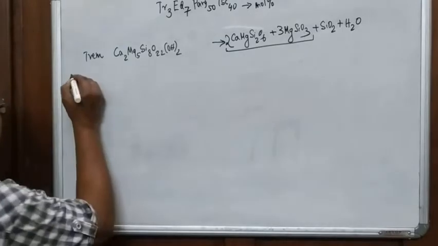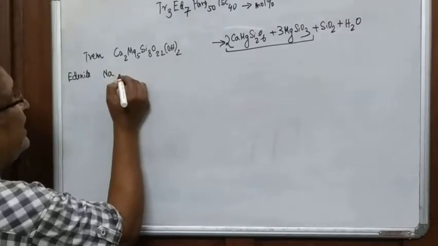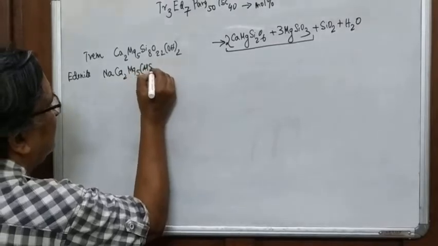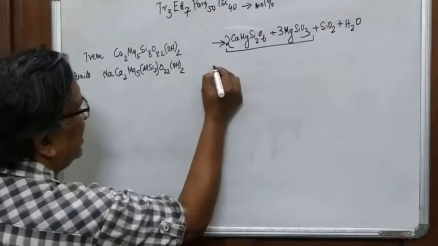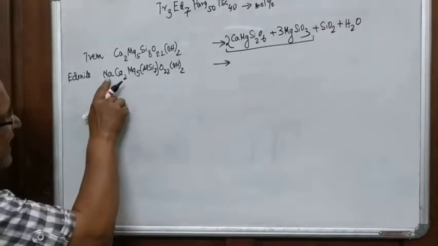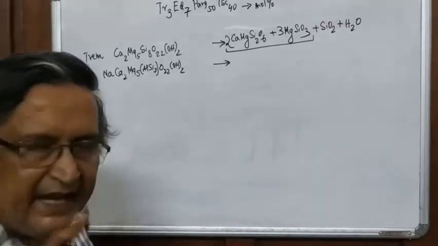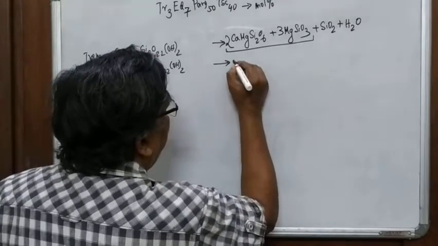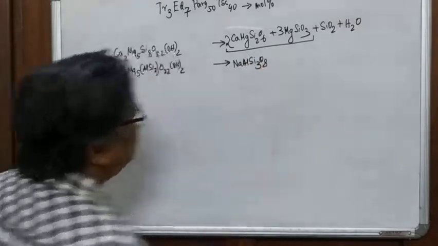Now let's say we take edenite. We have NaCa2Mg5AlSi7O22(OH)2. And this we now break down. The mineral that can accommodate sodium would be albite, and albite has NaAlSi3O8. So if I take Na, this Al also goes. So you have NaAlSi3O8, right?